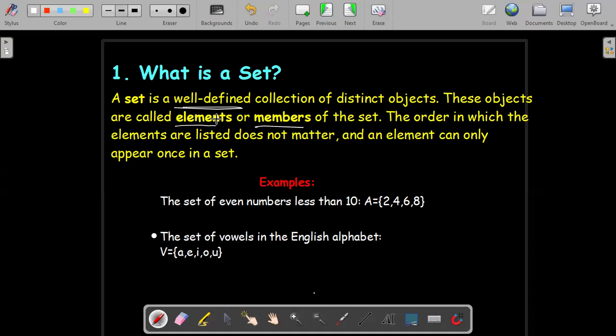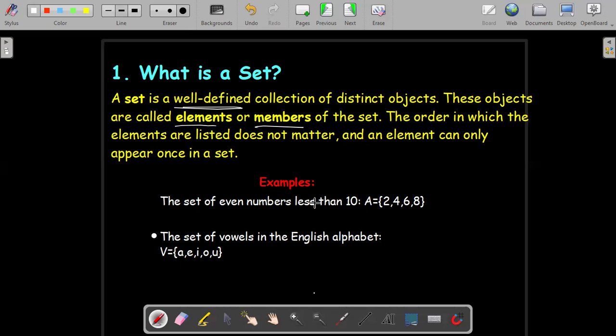So when we talk of what a set is, we're saying it must be a well-defined collection of distinct objects, which we are calling elements or members of that set. By distinct, we mean that an element or member can only appear once. So for example here, I have a set of even numbers less than 10.